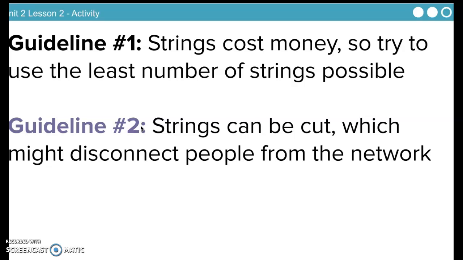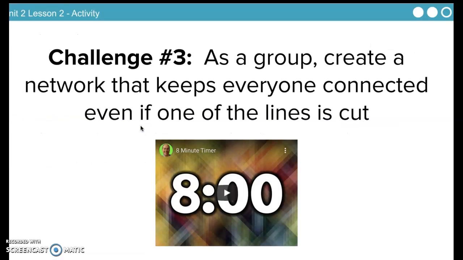Strings can be cut, which might disconnect people from the network. You have to think about this. As a group, create a network that keeps everyone connected, even if one of the lines is cut. I'm not asking if 2 of the lines are cut, but if one of the lines is cut, how can you create a network that will still keep everyone able to speak to one another?